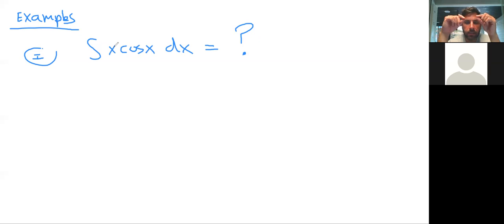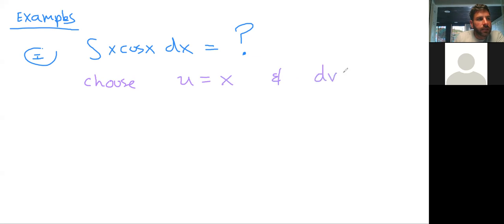However, what we recognize is the derivative of x becomes a quote-unquote simpler function. It becomes constant. Whereas if I differentiate cosine, the derivative of cosine is negative sine. Then you differentiate it again, and you bounce back from sines and cosines over and over again, and it doesn't make it any quote-unquote easier. So I'm going to choose my u to be x, and I'm going to choose my dv to be cosine x dx.